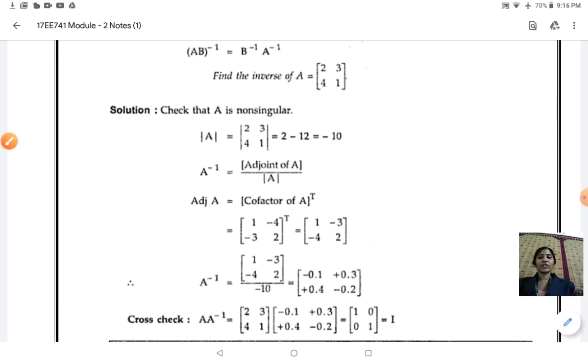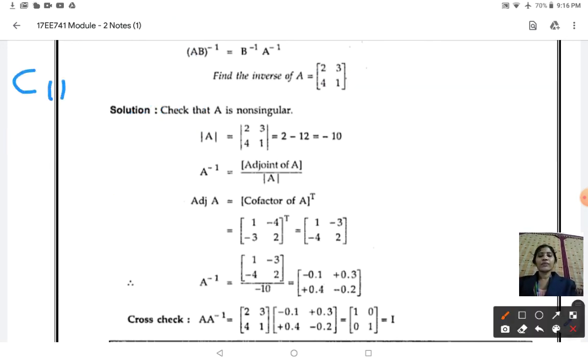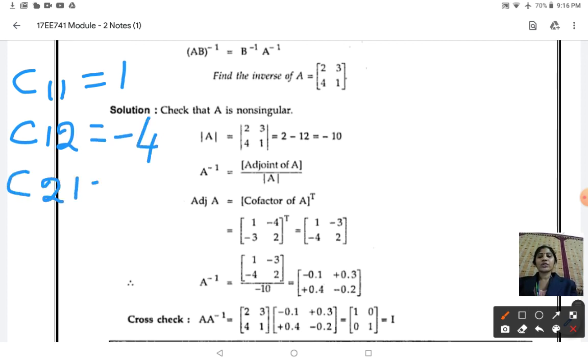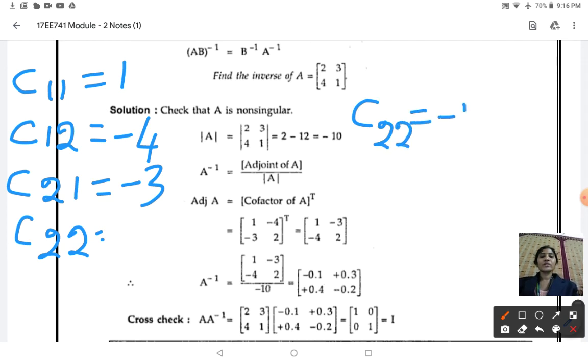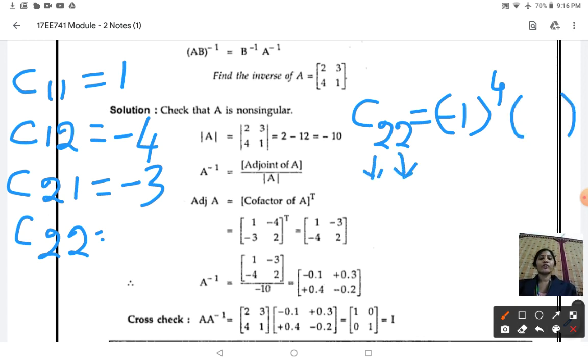Now we have identified three values. C11 is identified as 1. Next, C12 is identified as minus 4. Next, C21 is identified as minus 3. Now you need to identify C22. So C22 is equal to minus 1 to the power of 4, that is 2 plus 2. So the second row and second column you should cut to identify the minor of the element. After cutting, you get the minor of the element as 2. Therefore, C22 is going to be 2.